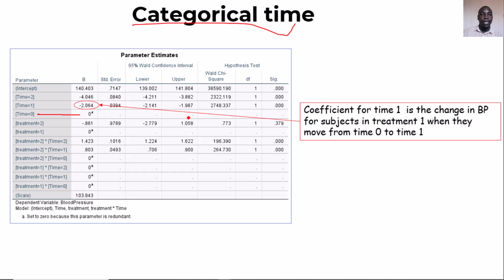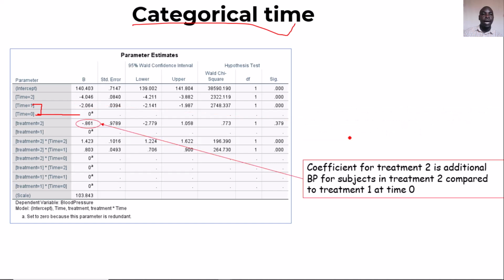So here we can see that this coefficient, you're comparing, first of all, this group to the baseline. That coefficient shows the change in blood pressure for subjects in treatment 1 when they move from time 0 to time 1, and it is a negative. Then we also have for treatment a similar concept, 1 is being made the reference, so we are interpreting this compared to this. So this is the coefficient that shows additional blood pressure for subjects in treatment 2 compared to treatment 1 at time 0.